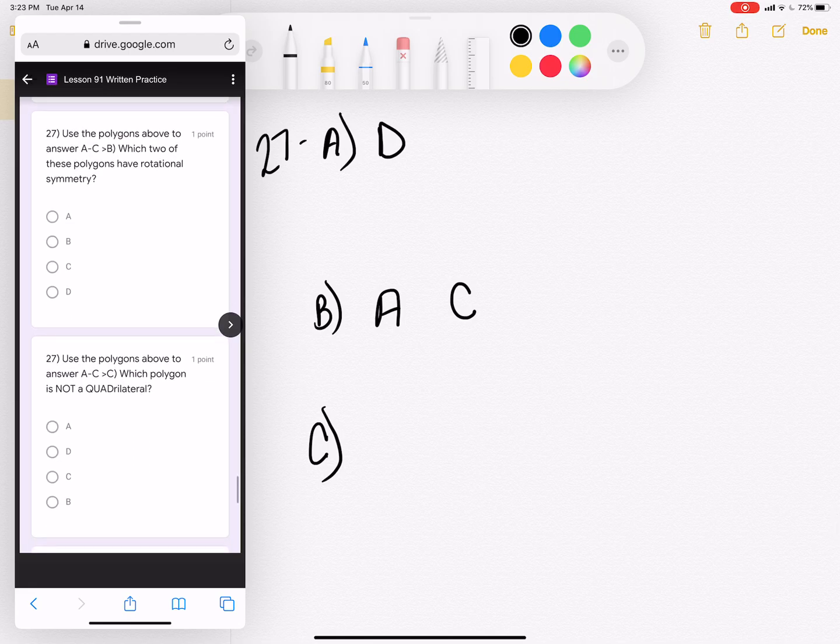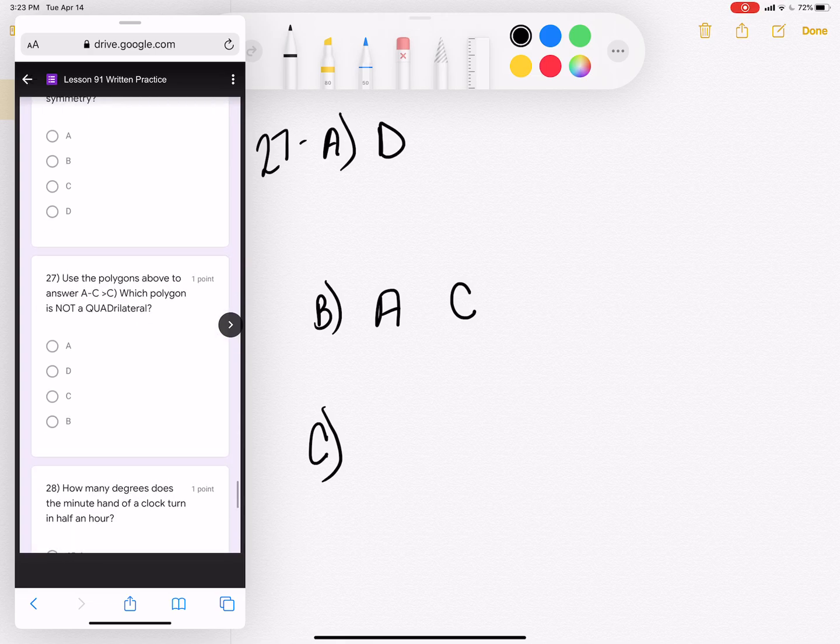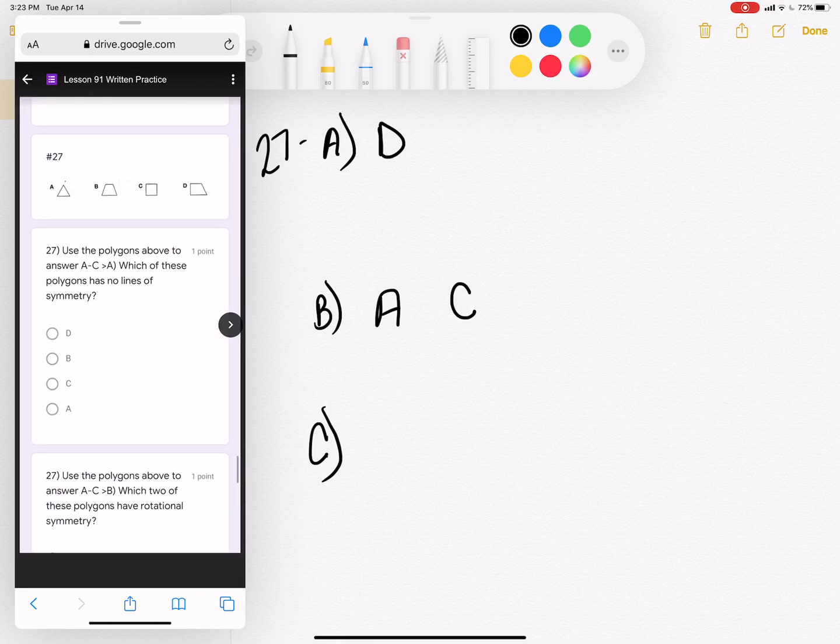27C. Which polygon is not a quadrilateral? Remember that word quad means 4. The triangle only has 3 sides, so it's letter A.